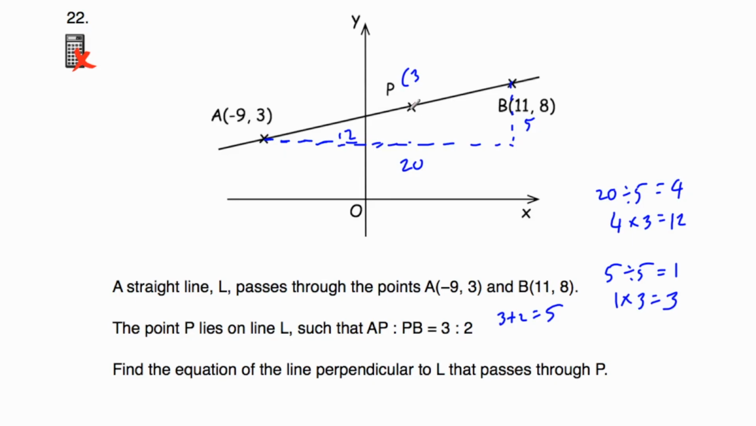So if we want to go from A to P, we would go across 12 and we would go up 3. Now, the point A had a height of 3. We're going to go up another 3, so that would be 6. So the coordinates of the point P would be (3, 6). And that's going to be really useful.